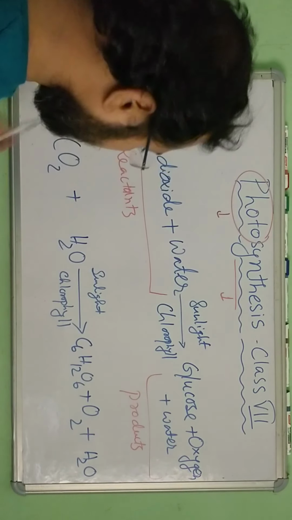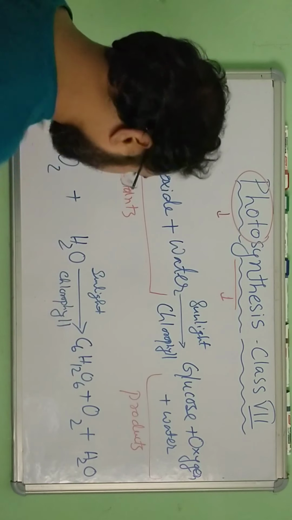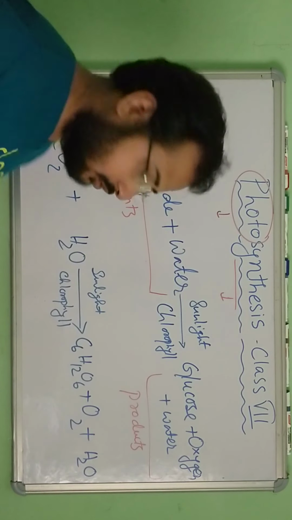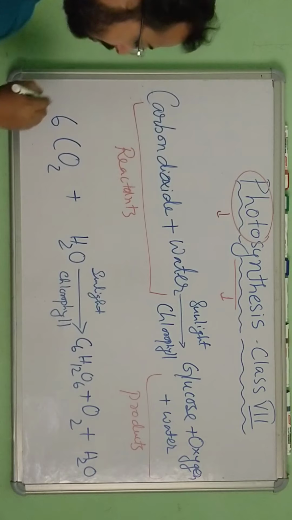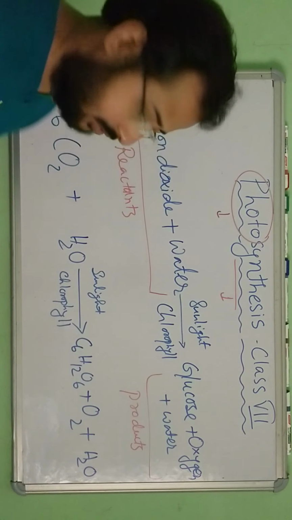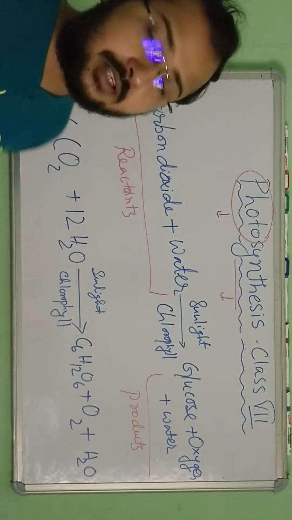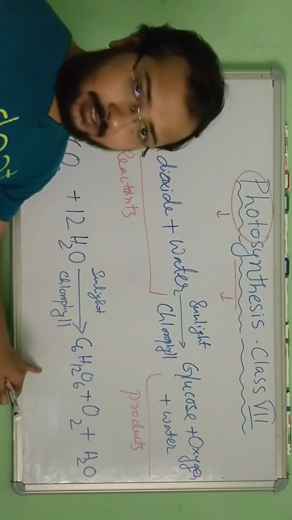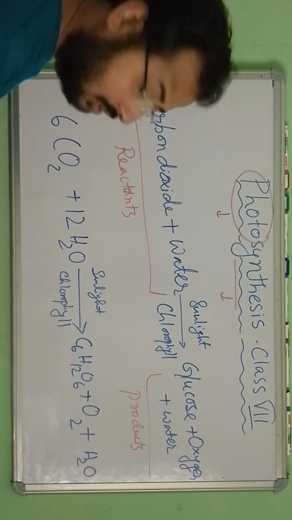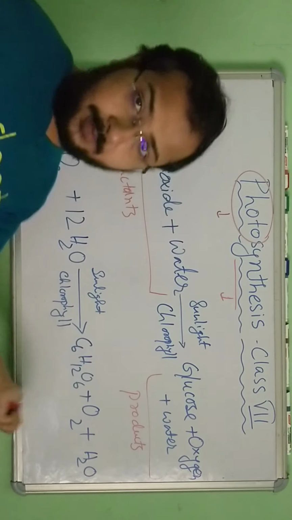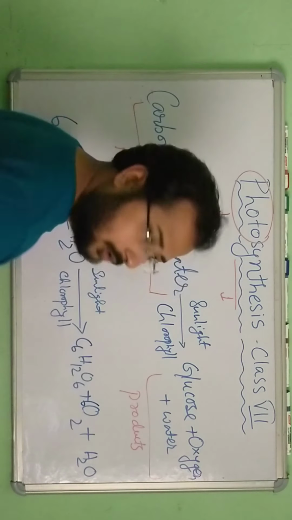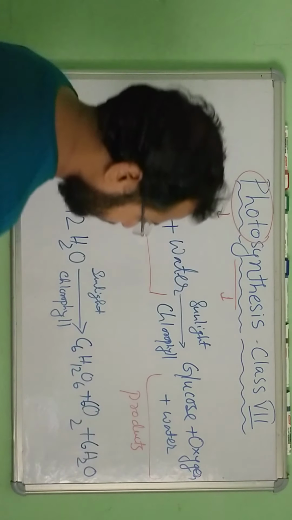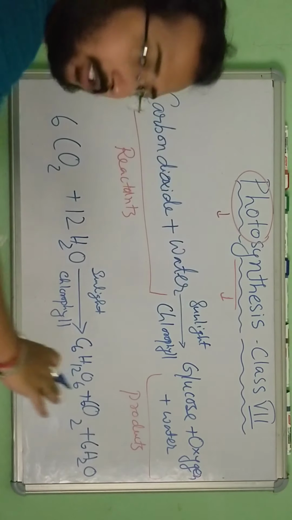Now, if we need to complete it properly, if you want to write the chemical equation, we have to write the number of molecules which are involved in the process of photosynthesis. Six molecules of carbon dioxide are required for photosynthesis. Twelve molecules of water are required for photosynthesis. One molecule of glucose is produced, not more than that. After utilizing this number of molecules, you are getting only one molecule of glucose. And oxygen, six molecules of oxygen are produced, six molecules of water are released. Understood? This is the complete proper chemical equation.